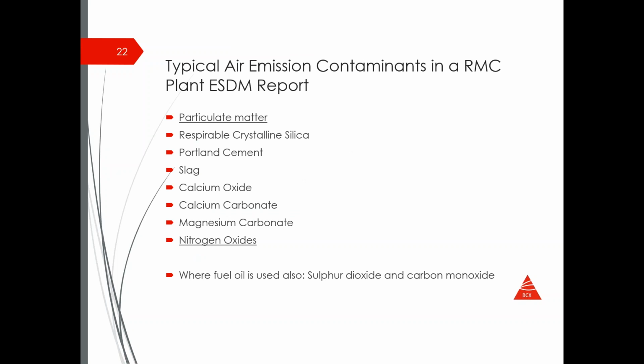So typical air contaminants for the air report, ESDM report, that we assess are particulate matter, RCS or crystalline silica, Portland cement, slag, calcium oxide, and essentially whatever's in your cement SDS and slag SDS. Those are contaminants that we do have to assess now.